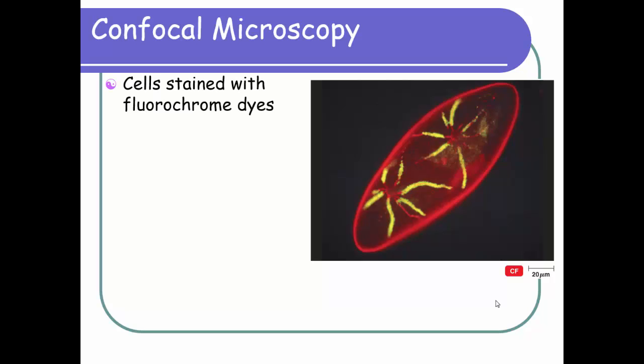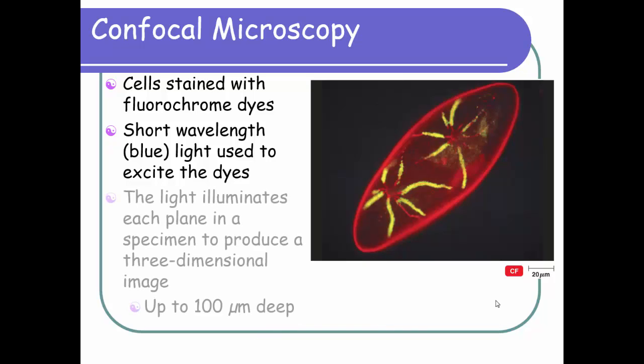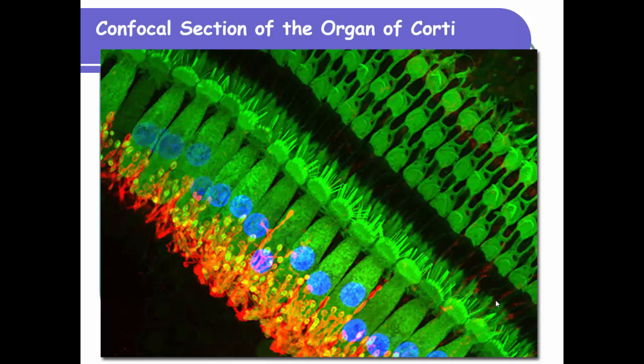Confocal microscopy also uses fluorochrome dyes. This is still our paramecium. Short wavelengths, blue, just at the edge of the 400 nanometer scale, are used to excite the dyes. What you will also see here is not only do we have yellow-green, but we have red spectrum in the visible light from the fluorochrome dyes. The light illuminates each plane in a specimen to produce a nice three-dimensional image, up to about 100 microns deep. This is a confocal section of the organ of Corti of a mouse ear. Again, you can see the reds and greens.